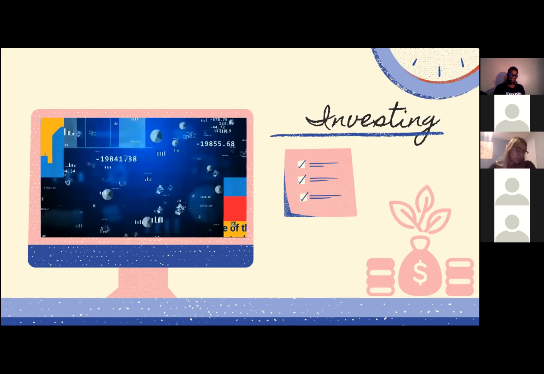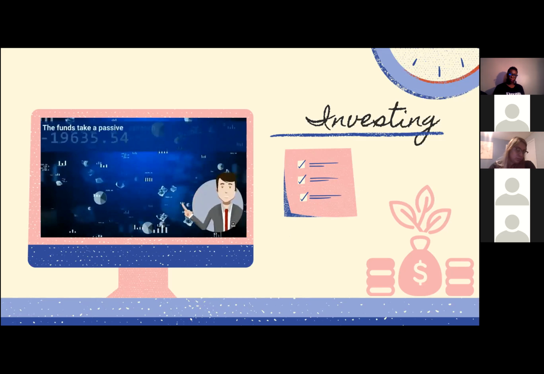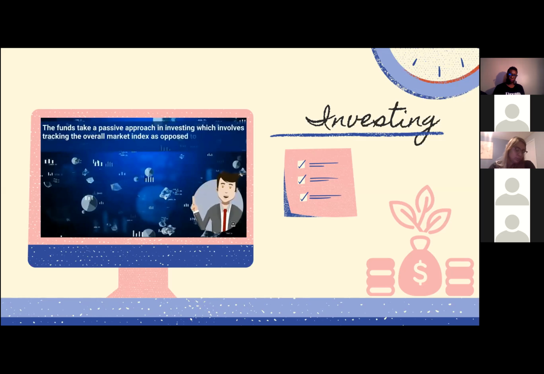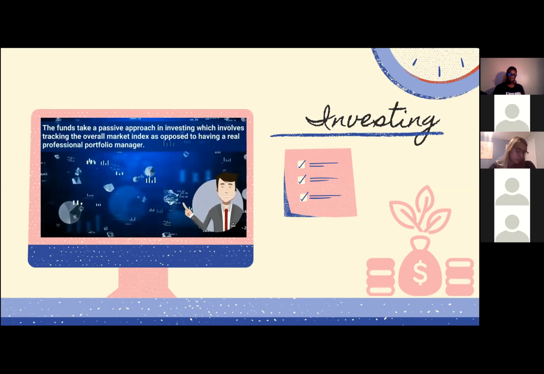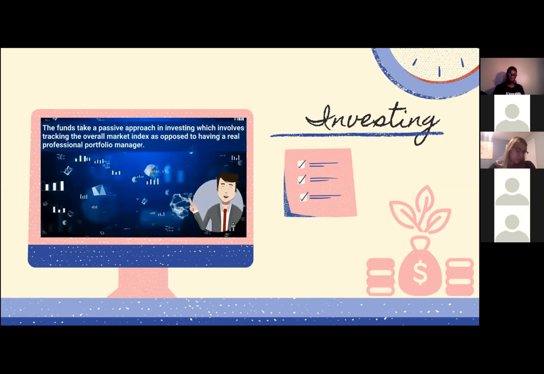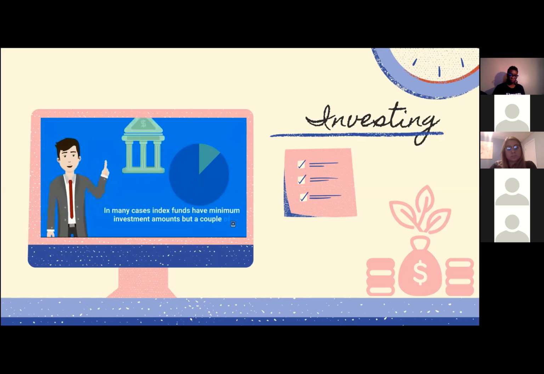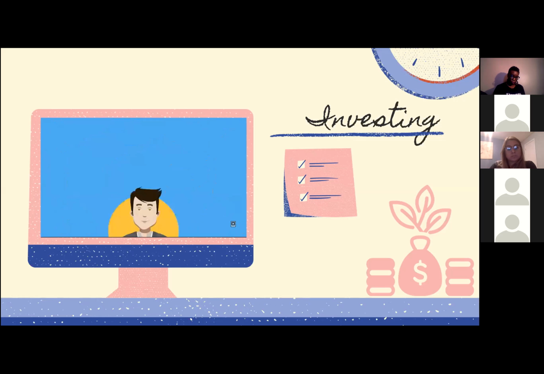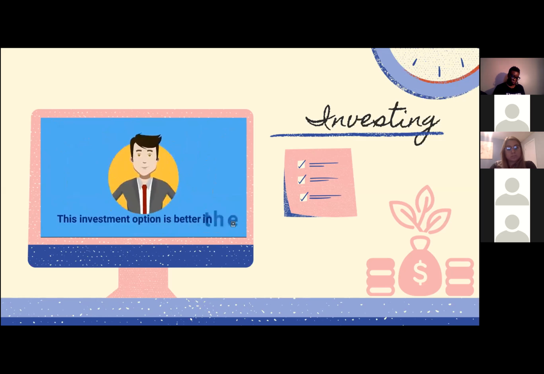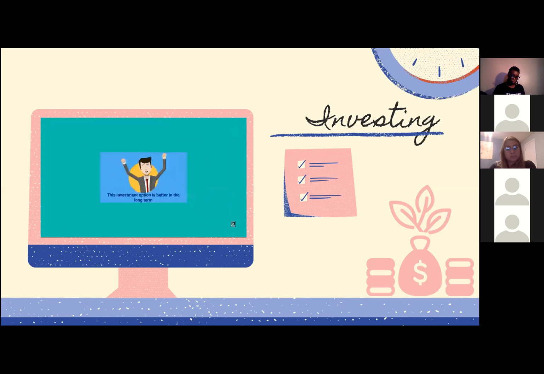The expenses are lower as the funds take a passive approach in investing, which involves tracking the overall market index as opposed to having a real professional portfolio manager. Similar to mutual funds, if you invest in index funds, you will be purchasing a chunk of the whole market in a single transaction. In many cases, index funds have minimum investment amounts, but a couple of brokerage funds have no requirements. How amazing is that? This investment option is better in the long term.